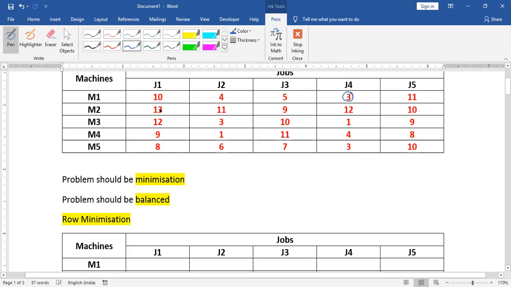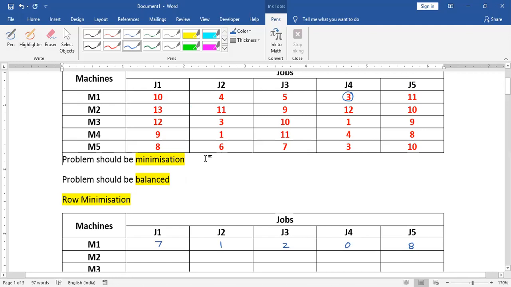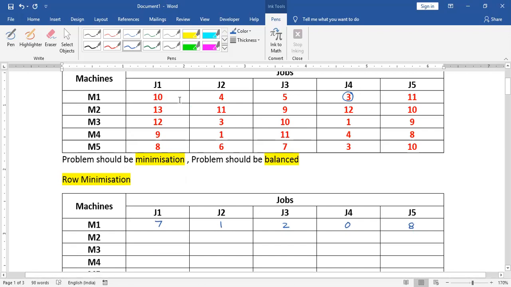So 10 minus 3 is 7. 4 minus 3 is 1. 5 minus 3 is 2. And 3 minus 3 is 0. And 11 minus 3 is what? 8. So this is called row minimization. Similarly, you will minimize each and every row. Like in the second row, the minimum value is 9.